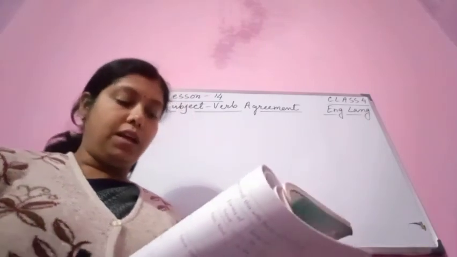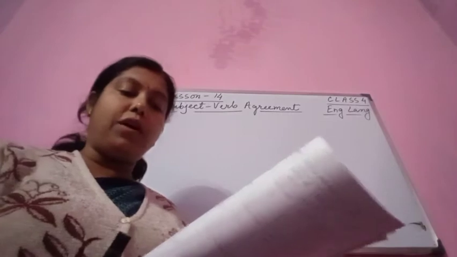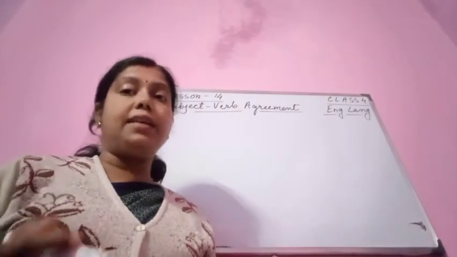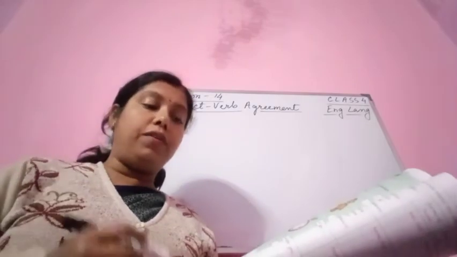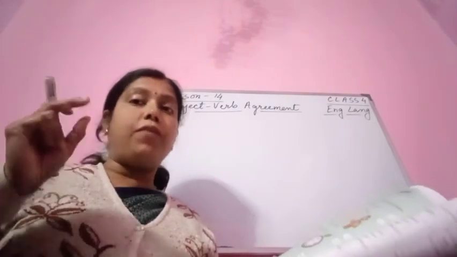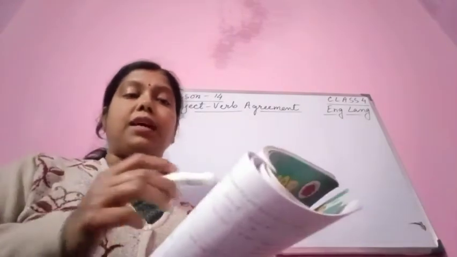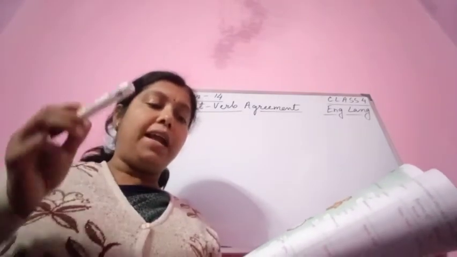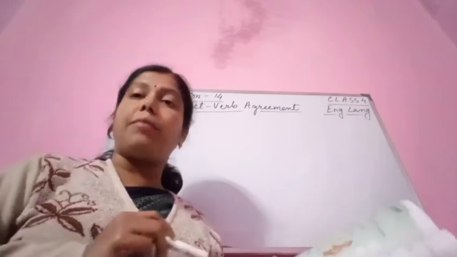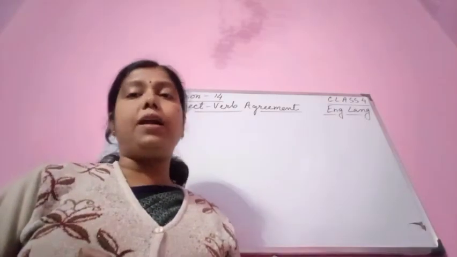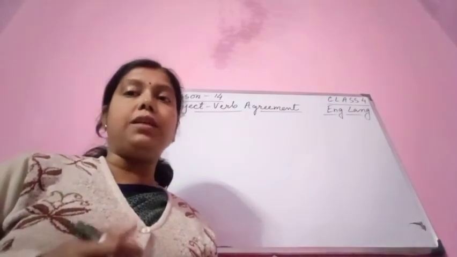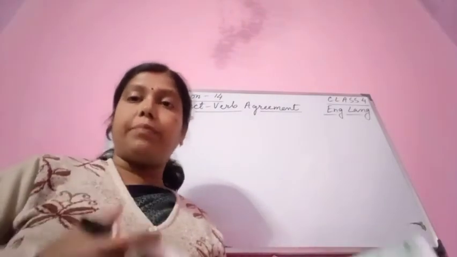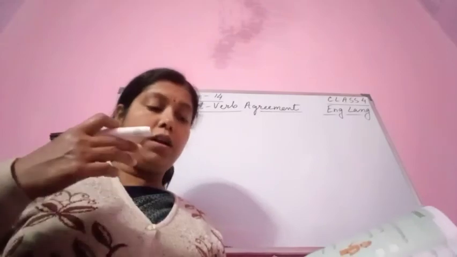Always remember that the verb of a sentence must agree with its subject in number and person. As I told you just now, the verb of a sentence. The sun is very big. Here is the verb. It must agree with its subject in number and person. We are going to choose the verb according to the number or the person of the subject.